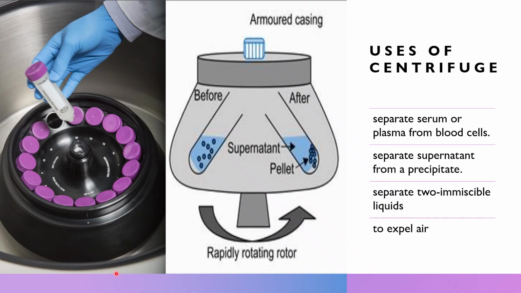Centrifuges are generally used to separate serum or plasma from the blood cells as the blood samples are being processed. A centrifuge is also used to separate a supernatant from a precipitate during an analytic reaction. It's also used to separate two immiscible liquids, such as a lipid-laden sample, or you could also make use of a centrifuge to expel air.